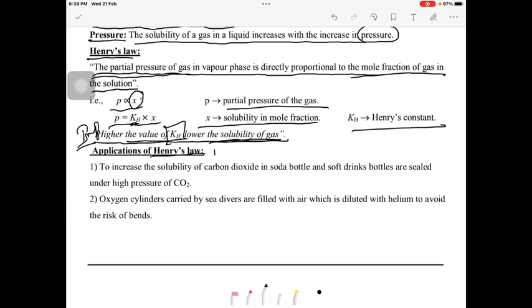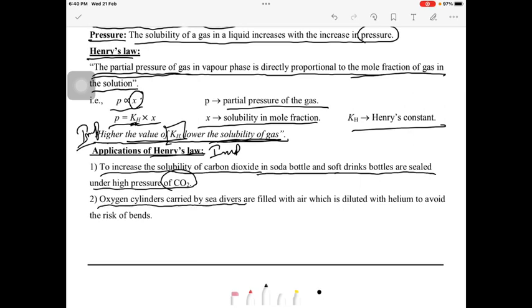Applications of Henry's law. It is also important. To increase the solubility of carbon dioxide in soda bottles and soft drinks, bottles are sealed under high pressure of carbon dioxide. Oxygen cylinders carried by sea divers are filled with air diluted with helium to avoid the risk of bends.